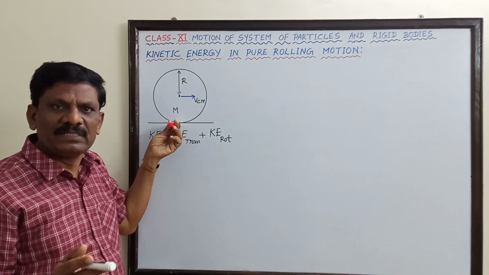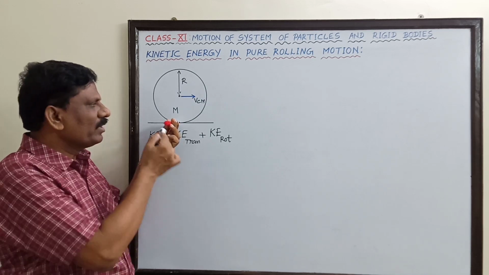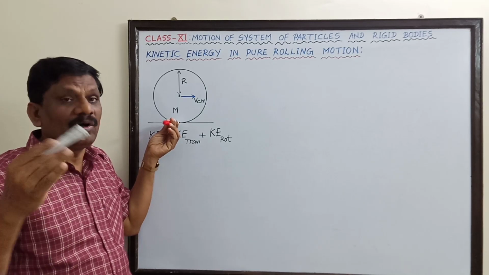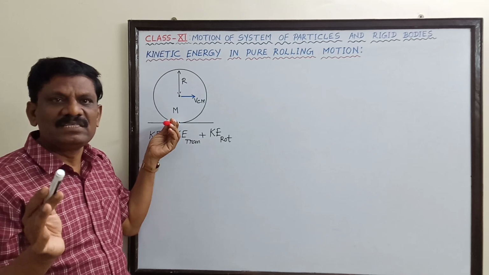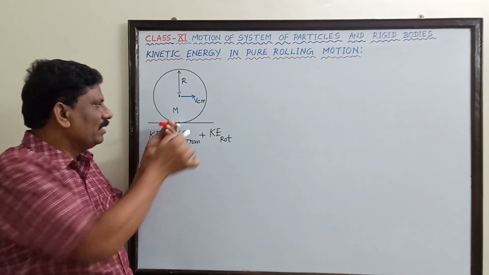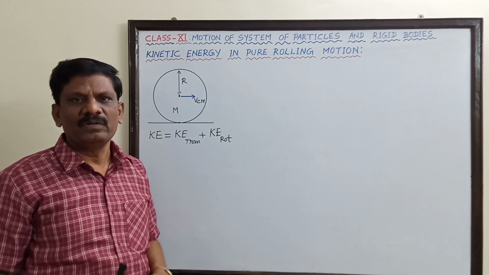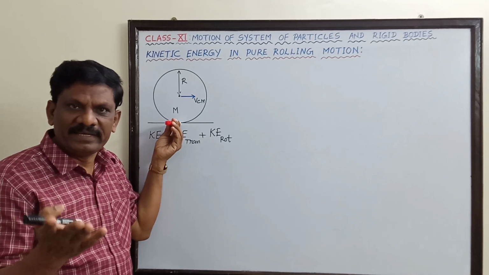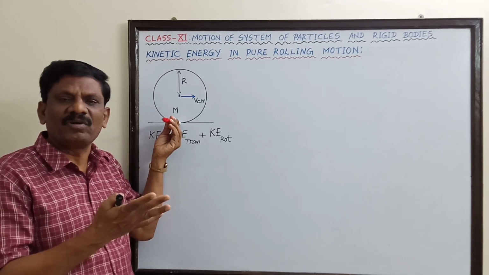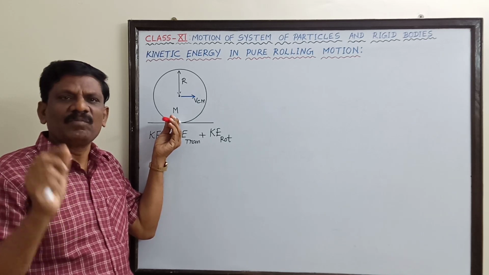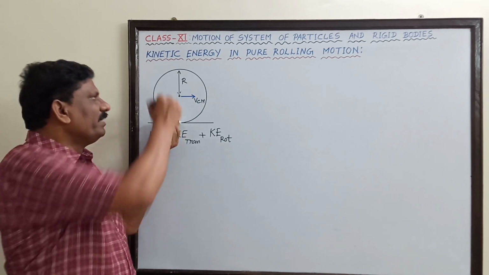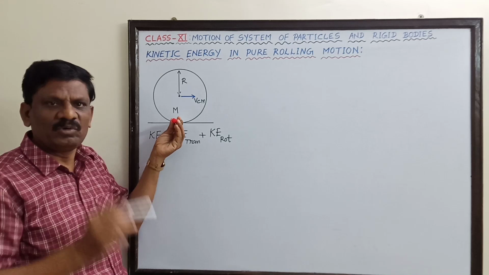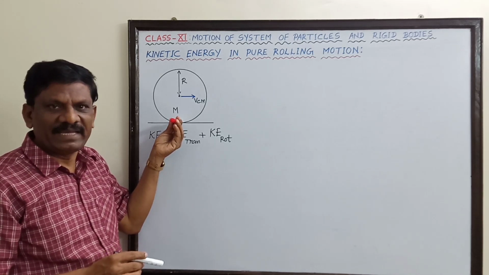Already we have studied, my dear students, that at the point of contact the rotational velocity and the translational velocity are equal in magnitude and opposite in direction. So the resultant velocity of all the particles on the rim at the point of contact will be equal to 0. So the particles at the point of contact cannot have translational kinetic energy. The translational kinetic energy at the point of contact is equal to 0. Why? Because the particles are momentarily at rest, but the wheel is rotating about an axis passing through the point of contact. So it will have only rotational kinetic energy.